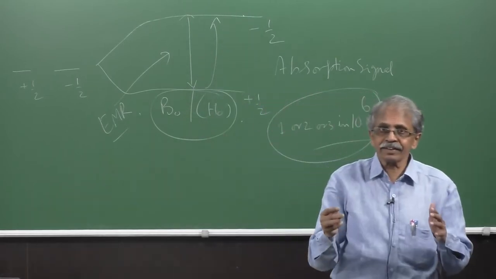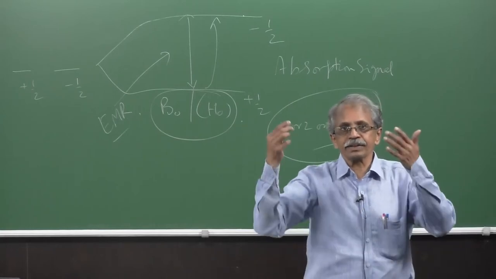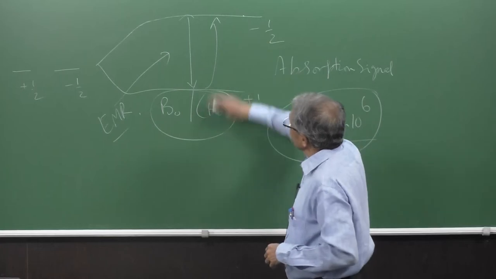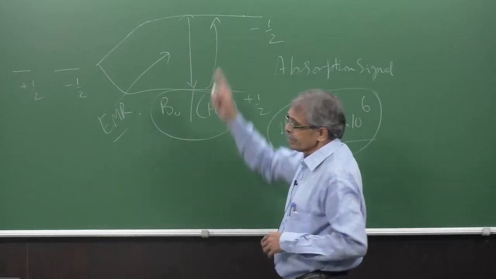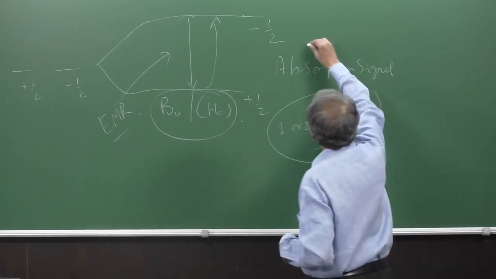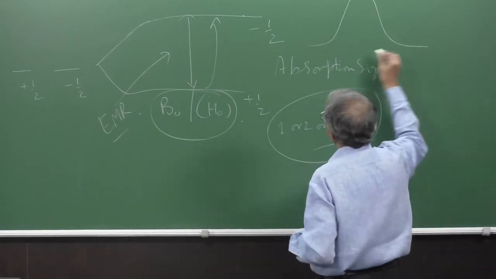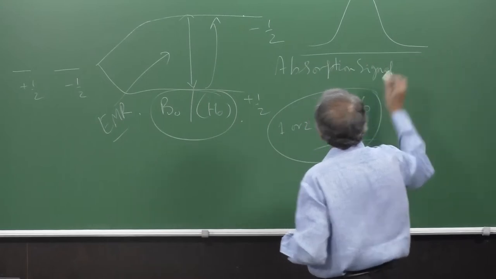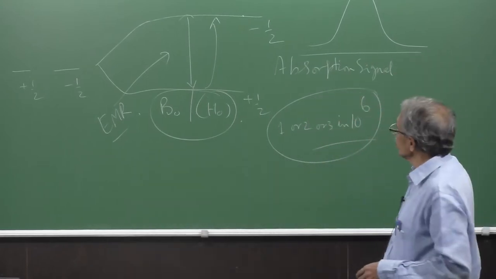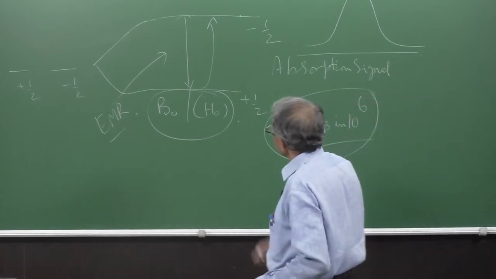There are certain relaxation times, and within that relaxation time, they relax back to this, and then you create again the population difference, therefore again. So you can keep getting the absorption signal for all of these, okay? So that is the kind of absorption signal that you will get. We will look into those details in a little while.